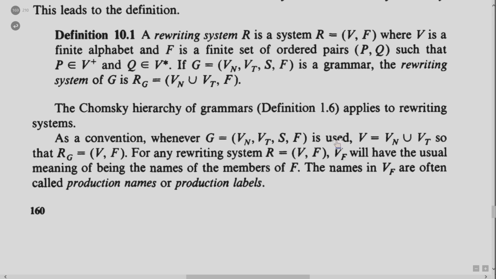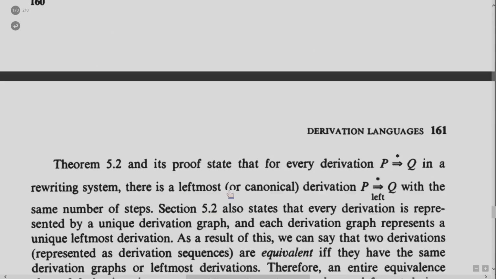The collection of names of the productions is given this term VF. So the names in VF are often called production names and production labels.